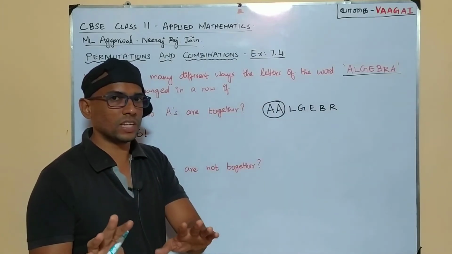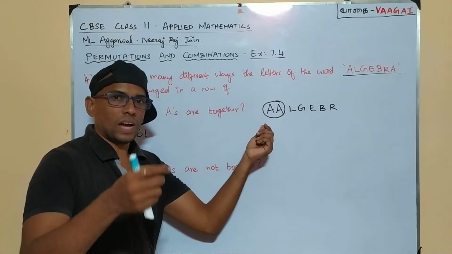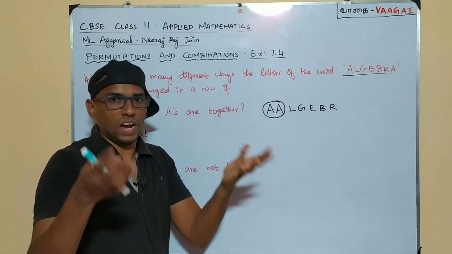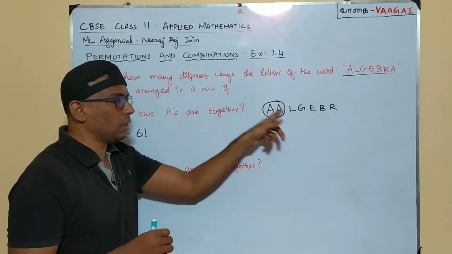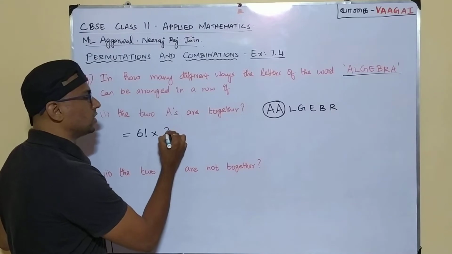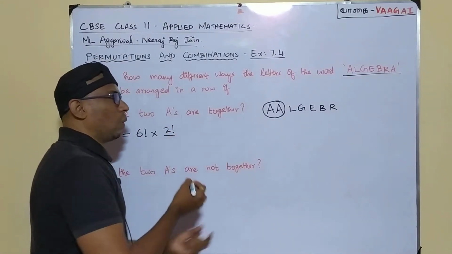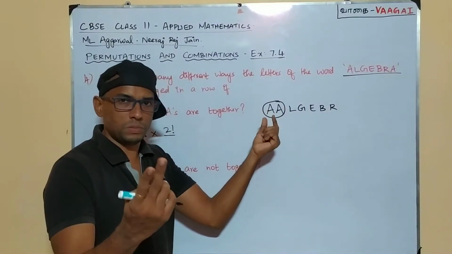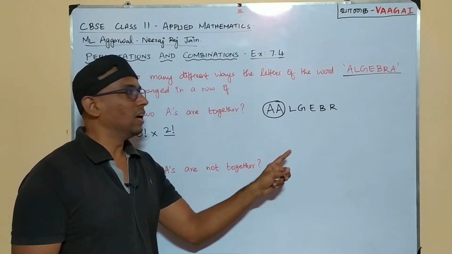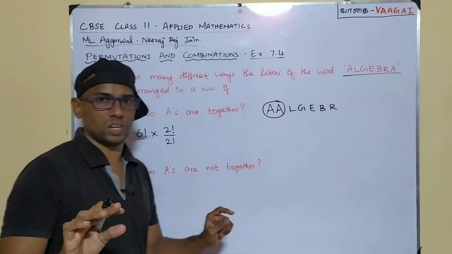But hold on, our answer is not yet over. What next do we have to concentrate on? We have to concentrate on what happens inside that bunch. Inside the bunch there are 2 letters, and those 2 letters can in turn be arranged in 2 factorial ways. But divide that by what? Those 2 are identical, right? So again we have to divide by 2 factorial. I hope the idea is clear to you.